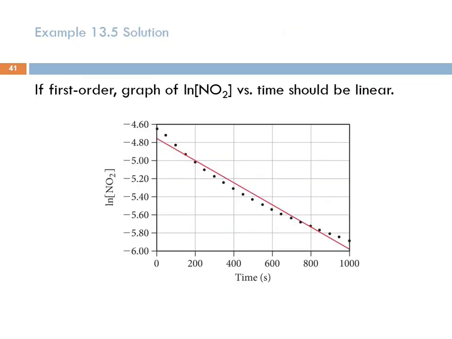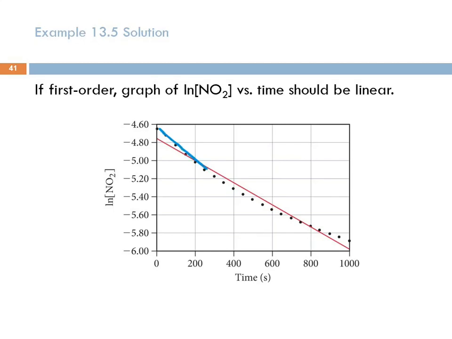So this is what happens if we use the first order graph. Natural log of the concentration versus time. If it's first order, this should be linear. Well, there's the best line that can be drawn through those points. Do those points match up well with the line? No. If you're doing some wishful thinking, you might say, well, yeah, they're pretty close. They're just kind of off at both ends and in the middle. Yeah, well, that means it's not.